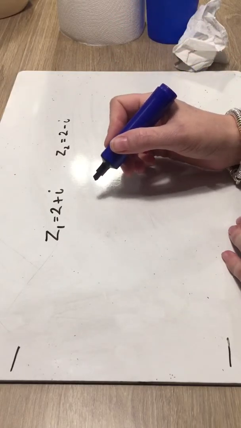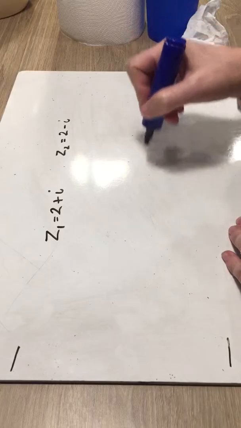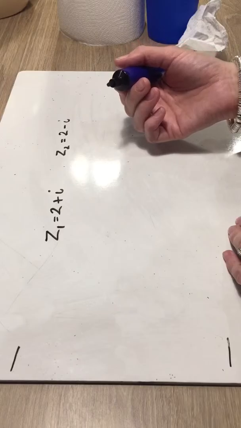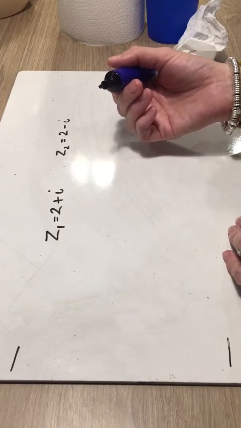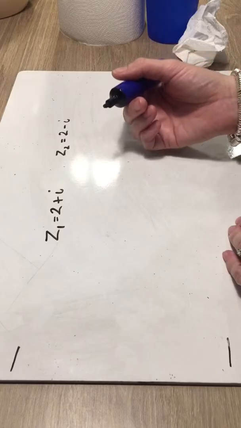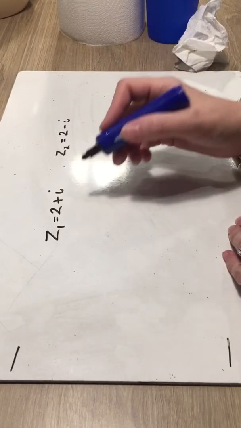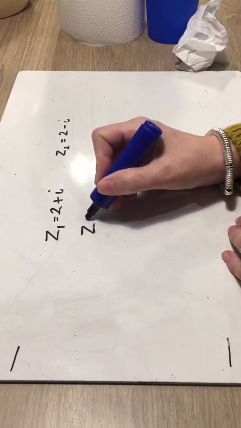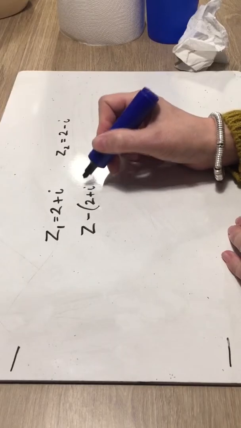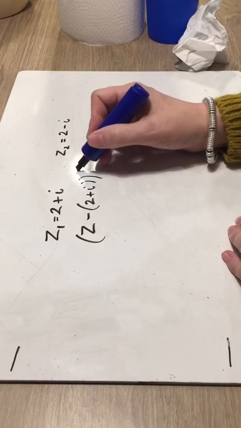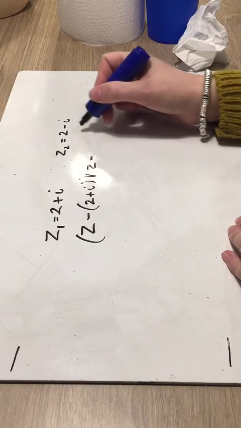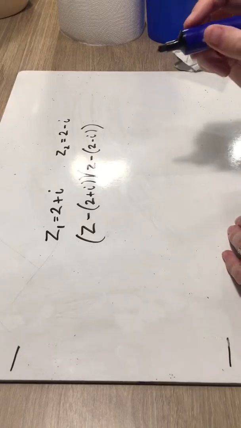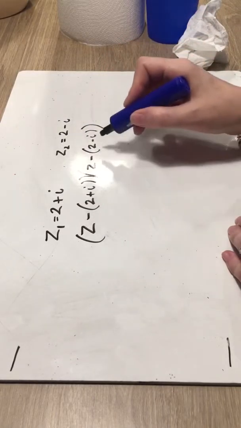Just like in Higher, when you found your factor using synthetic division, for example, if you got a root of 2, then your factor was actually x minus 2. So these are our roots. Our factors are going to be a factor z minus (2 plus i), and a factor z minus (2 minus i). So it's important to know the difference between the roots and the factors.